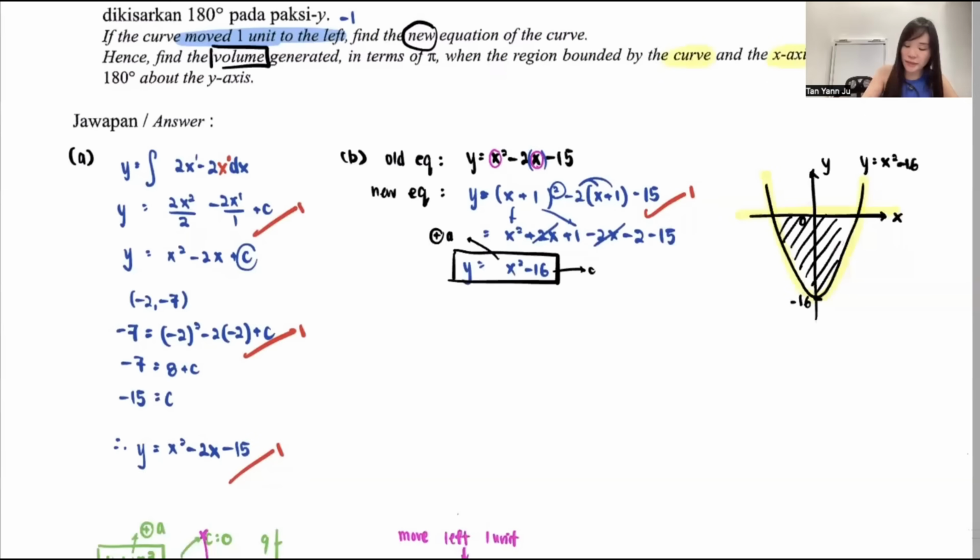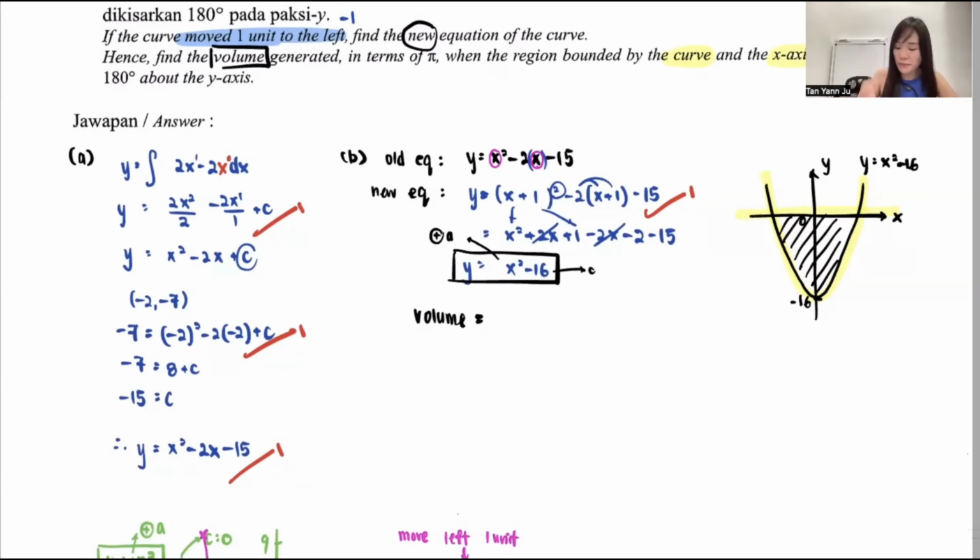Then after that, my dear, I hope you all remember, whenever you want to find volume, okay? By the way, if your area and volume is bad, my dear, I put a link on top. This year I posted an area and volume video. You can go and watch it. You will understand how to find area and volume. Okay, so they say find the volume.